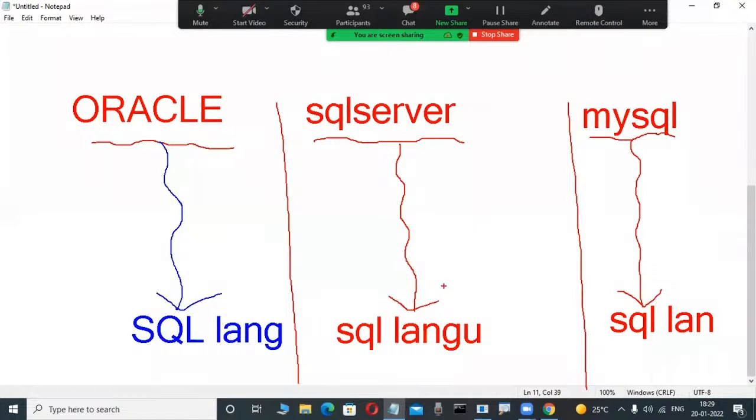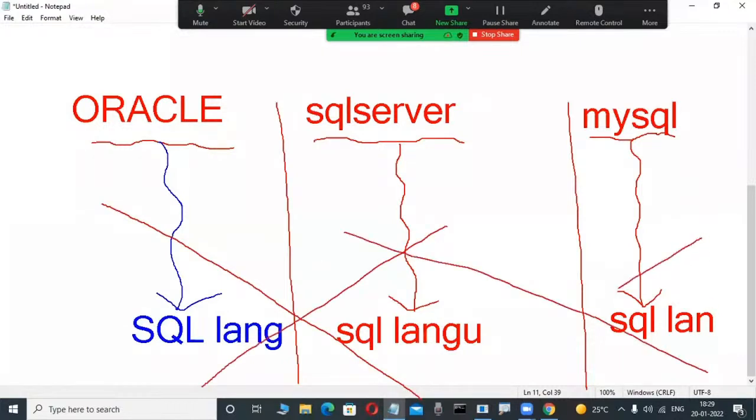Easy. Maybe some technical persons in our class are telling. Are all these SQL languages the same or different? Very good. In our class, so many fellows are telling the same only. That is 100% wrong. All these SQL languages are different, not the same.